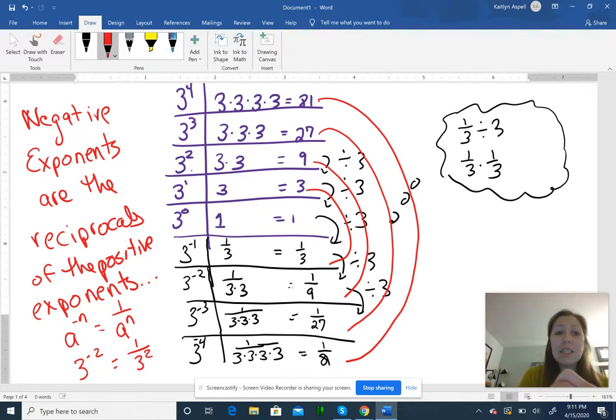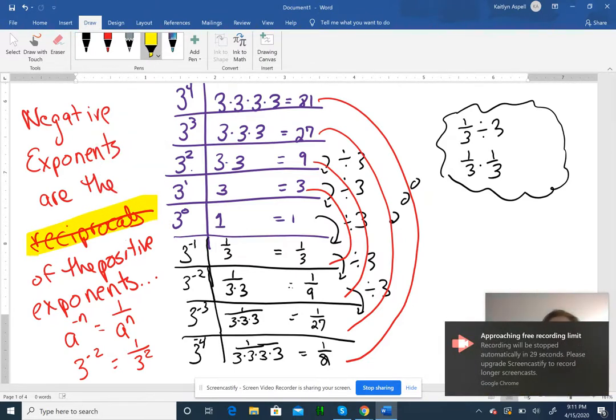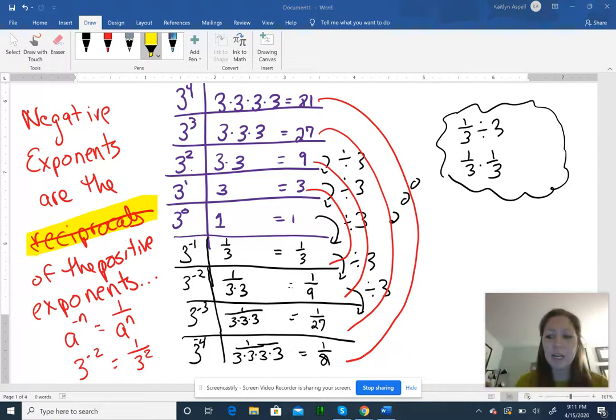The big thing here, oops, that did not work the way I wanted it to. Reciprocals, okay?